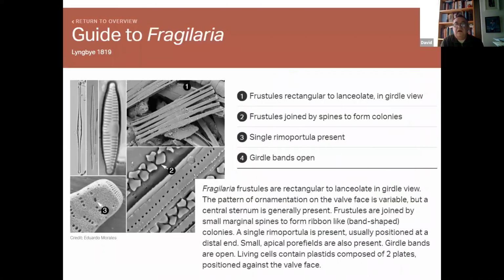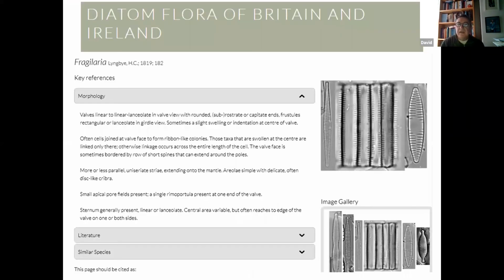Again, another guide to Fragilaria on the North American Diatom page describes it beautifully. It's exactly what you want if you're after identification, but it doesn't tell you what it is. It's not anybody's fault they don't tell you, it's that we simply don't know. Here's another one from the Diatom Flora of Britain and Ireland. Again, it's a description. I'm not going to read out a description because all the descriptions are the same. They're very, very useful. I'm not suggesting for a moment they're not useful, but they describe something. They don't tell you what it is.